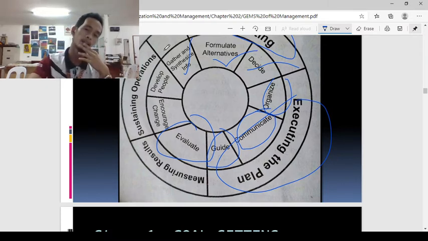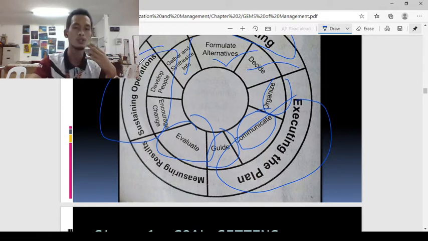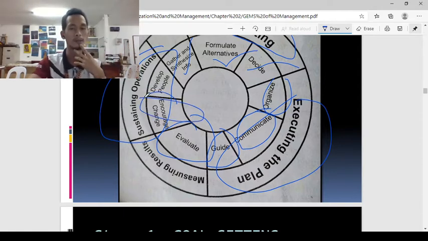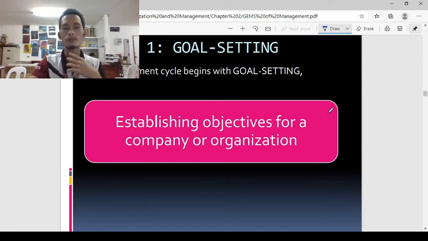And then there is a need to sustain operations, di ba? In putting up a business or handling an organization, dapat ensure nato nga ang organization makasustain siyang operation. Encourage change if possible, di ba? And then develop people. That's it.